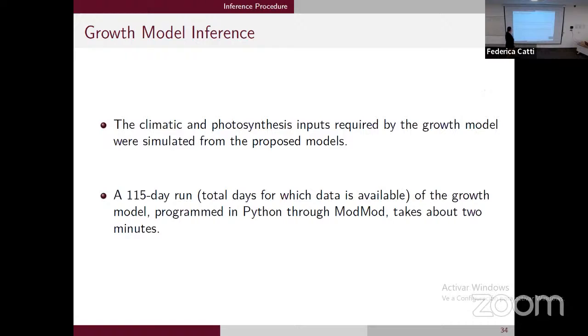The climatic and photosynthesis inputs required by the growth model were simulated from the proposed model, the simplified climate model and the photosynthesis model of Farquhar. A 115-day run of the growth model, that is the total days for which data is available, programmed in Python through ModMod, takes about 2 minutes.